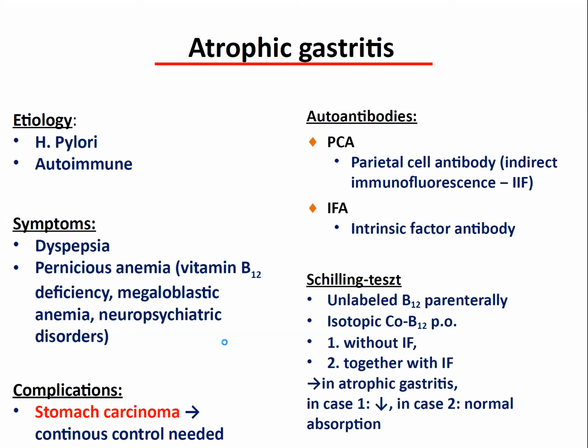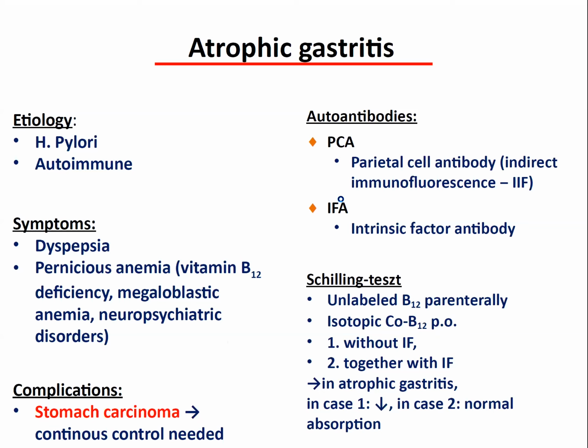Now, what kind of antibodies can be detected when we have an autoimmune mediated atrophic gastritis? The parietal cell antibody can be detected, for example, or the intrinsic factor antibody. These are the two antibodies that can be tested in atrophic gastritis. The Schilling test is not used today. It evaluates B12 absorption, and this test is performed if the patient has a megaloblastic anemia. We are going to talk about it next semester.